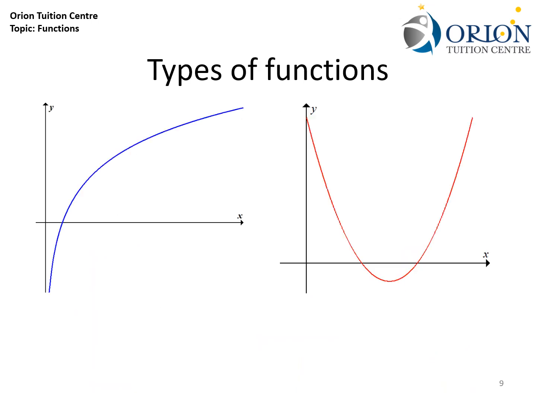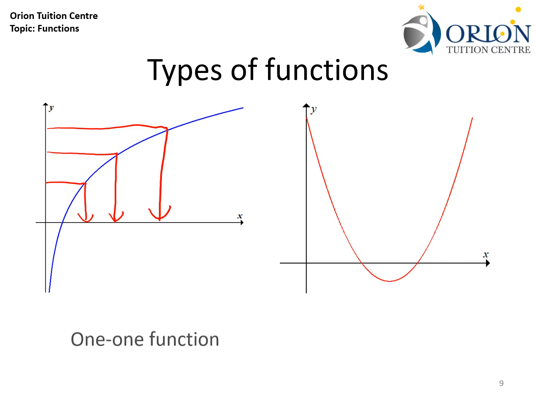Once we establish that a given graph is a function, the next step is to further classify the graphs. For the graph on the left, we observe that for every y value, there is only exactly one x value, meaning that every xy relationship is a unique one. We call this type of function a one-one function.